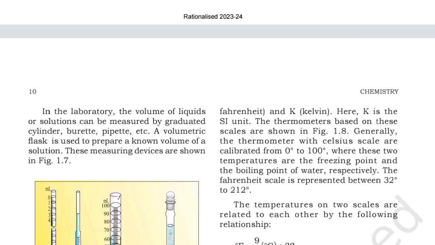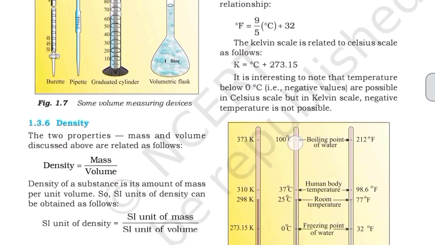In the laboratory, the volume of liquids or solutions can be measured by a graduated cylinder, burette, pipette, etc. A volumetric flask is used to prepare a known volume of a solution. These measuring devices are shown in figure 1.7.